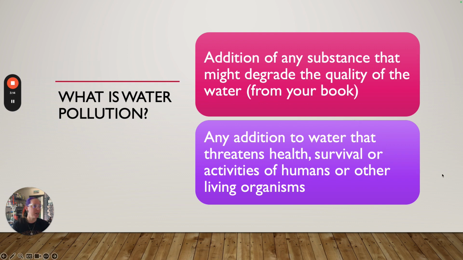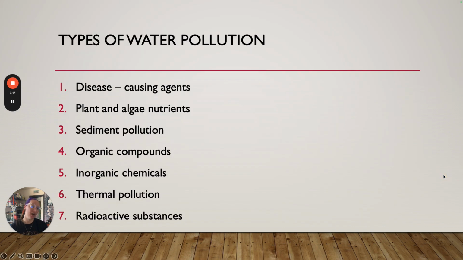So we're going to talk about 7 different types of water pollution. These are ones that a colleague of mine has listed out. It's not necessarily bullet points from your book, but these are indeed ways that we can pollute the water. Starting with disease-causing agents: anything microbial in the water that could cause harm to human consumption or to anything that's in the water.